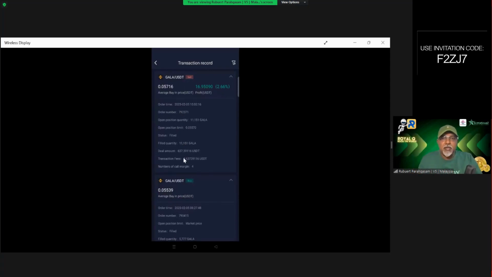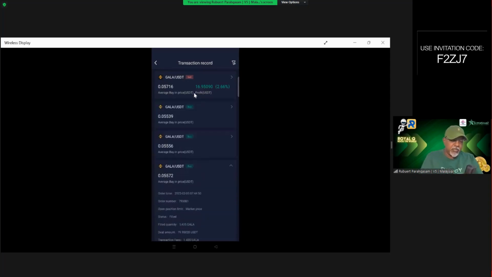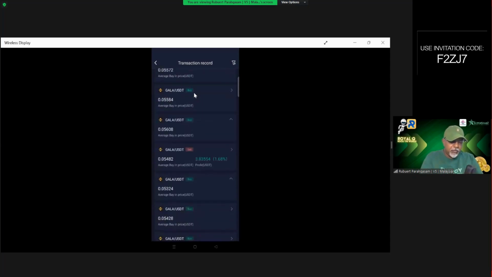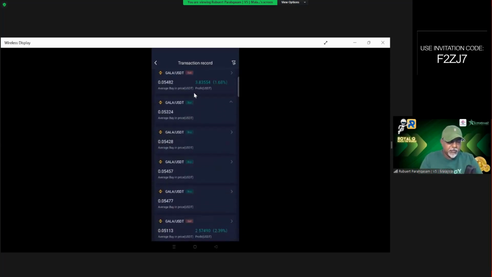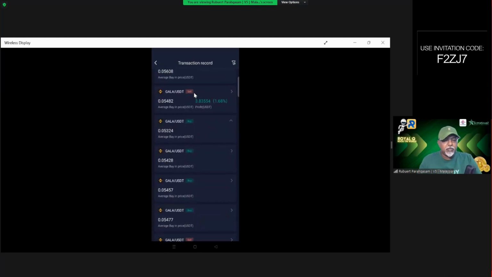$38, that's the total amount it has spent. And I made a profit of 16.95, which is quite decent. I did Gala before, as you can see, many times. Over here the profit was 3.83. You guys can see these settings.